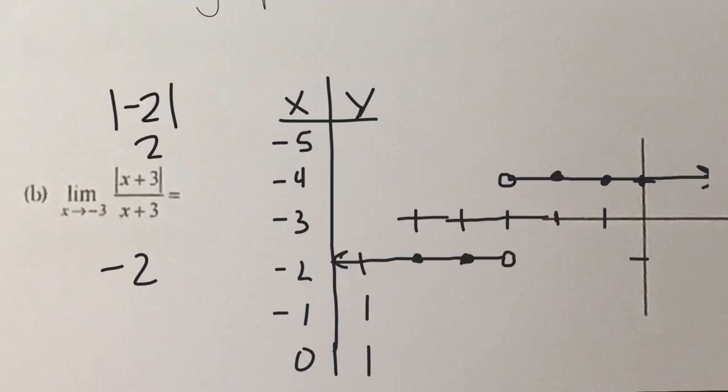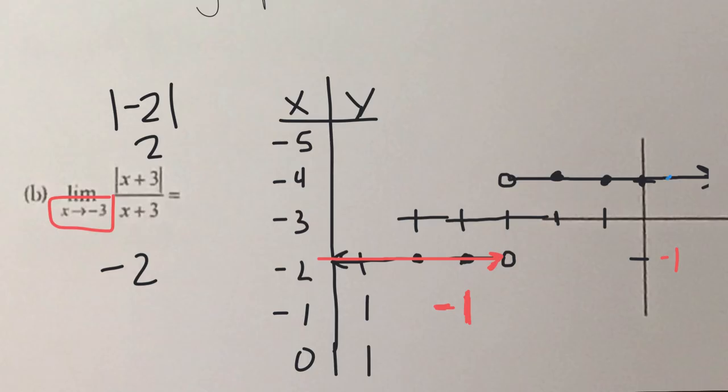So here is our graph of absolute value x plus 3 over x plus 3. So let's look at it as x approaches -3. So from the left, what is the y value that we are going to as x approaches -3? From the left, it's -1. Right? That's the y value here. That's a y value of -1. So from the left, our graph is approaching -1.